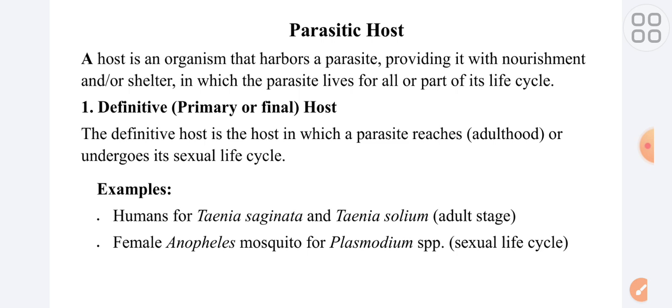Examples: human is a definitive host for Taenia saginata and Taenia solium because we are going to find the adult stages. For the female Anopheles mosquito, for Plasmodium falciparum, we are going to find the sexual life cycle of the Plasmodium species, maybe falciparum or other, in the Anopheles mosquito. So the female Anopheles mosquito is the definitive host.